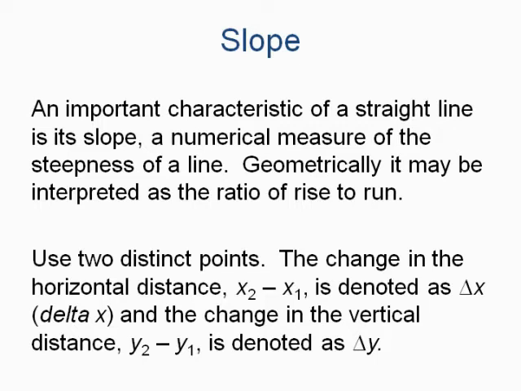All right, let's talk about slope next. Now, an important characteristic of any straight line is its slope, a numerical measure of the steepness of a line. Geometrically, it may be interpreted as the ratio, and I know a lot of you have heard this one, rise over run. Use 2 distinct points. The change in the horizontal distance is x2 minus x1, denoted as delta x. The little triangle here is a symbol for change in x, or delta x. It's a Greek symbolization. And the change in the vertical distance, y2 minus y1, is known as delta y.